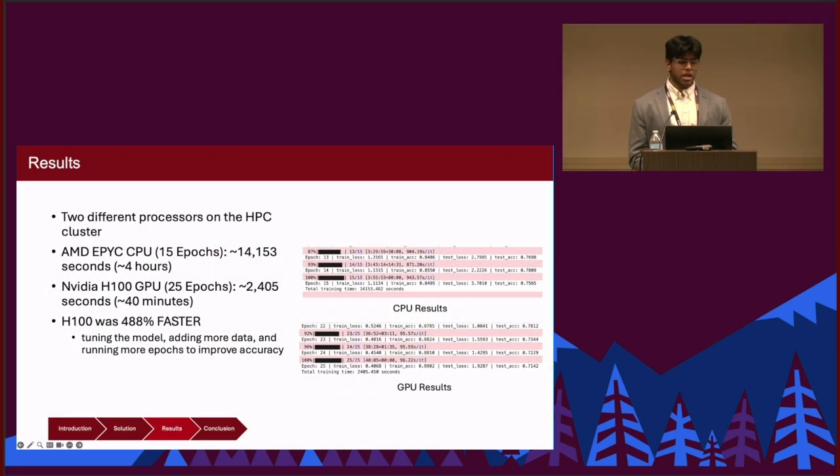Now for the comparison between our 2 different nodes. This AMD EPYC CPU node, which was run for 15 epochs, took about 4 hours, whereas our model trained on the NVIDIA H100 GPU node for 25 epochs took about 40 minutes, showing how the GPU node was nearly 500% faster.